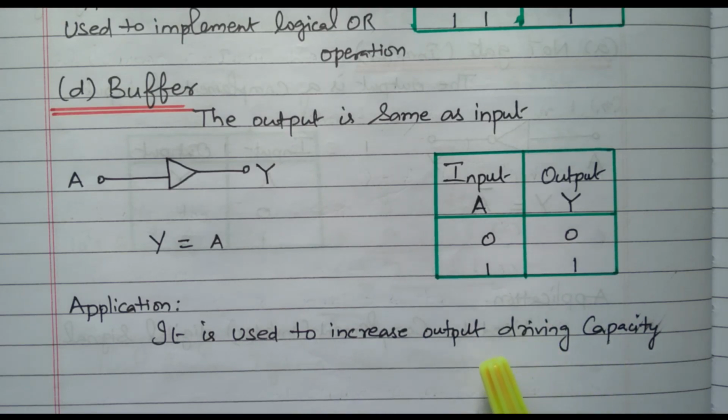So in this video we discussed the 4 types of basic gates: NOT gate, AND gate, OR gate and buffer. NOT gate is the complement. When the input is 0, output will be 1. When the input is 1, output will be 0, complement. AND gate means if all the inputs are high, then only we get the high output. Then the OR gate means if any one input is high, we get the high output. Then buffer means input and output are equal, and it is used to increase the driving capacity of the circuit. So in this video we discussed 4 basic gates.